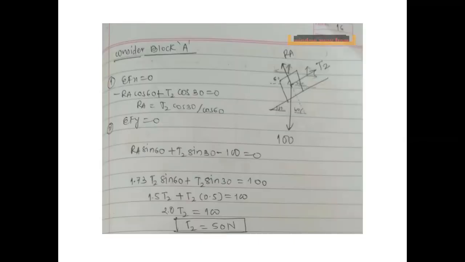Summation Fy equal to 0. Ra sin 60 will be the component going upward, T2 sin 30 will be going upward. Minus 100 is equal to 0. By putting it, we'll find one equation.